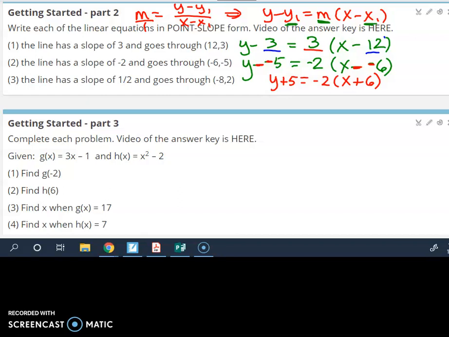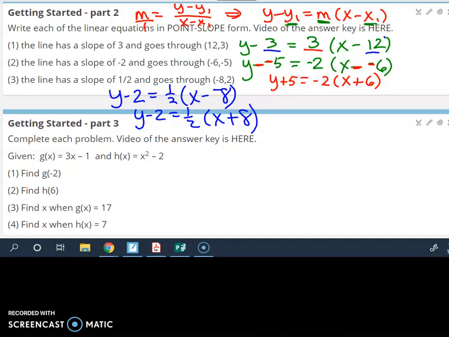And then the final problem, we have y minus the y value, which is 2, is equal to 1/2, which is the slope, times x minus negative 8. Again, the left side of the equation is perfectly okay, it's y minus 2. But the right side, I would recommend changing that x minus negative 8 to an x plus 8.